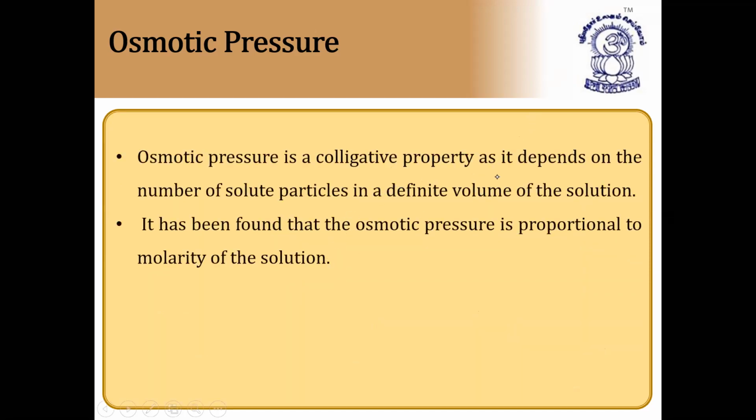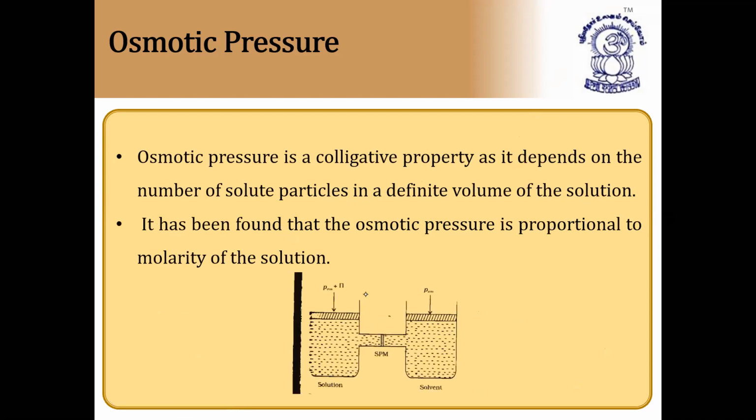Osmotic pressure is a colligative property as it depends on the number of solute particles in a definite volume of the solution. That's why it is called a colligative property. It has been found that the osmotic pressure is proportional to the molarity of the solution. Very, very important. Pi is proportional to M, capital M, the molarity. How to calculate molarity? Number of moles by volume of solution in liters, n by V. This we have done in concentration expression of solutions.